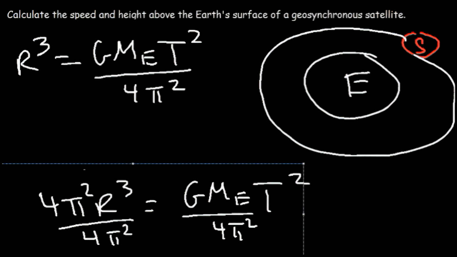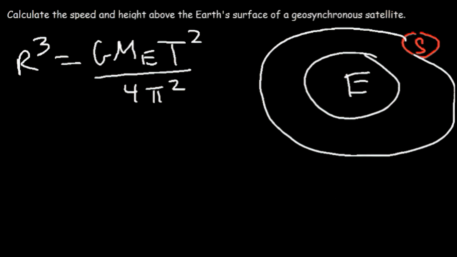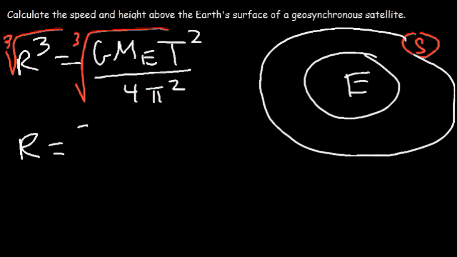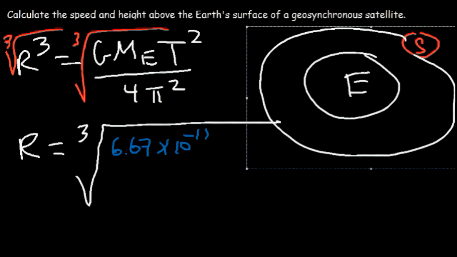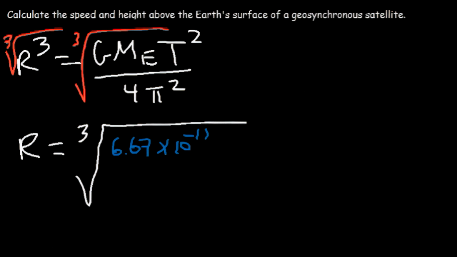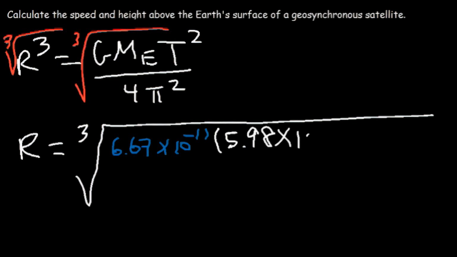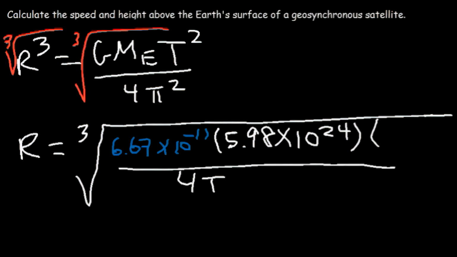What we need to do now is take the cube root of both sides. So r is going to be equal to the cube root of g, which is 6.67 times 10 to the minus 11, times the mass of the Earth, which is 5.98 times 10 to the 24, times the period squared, divided by 4 pi squared.